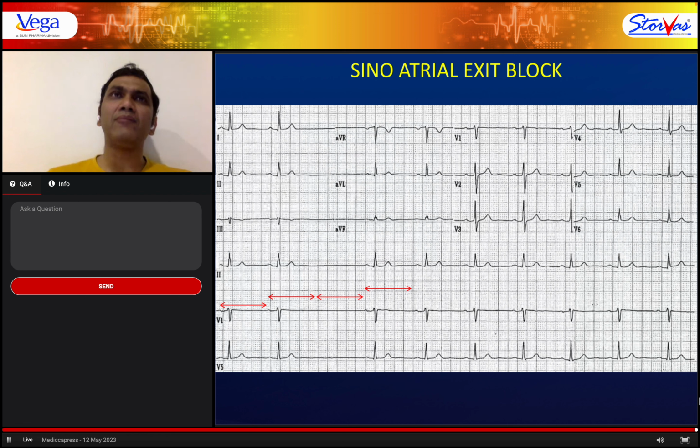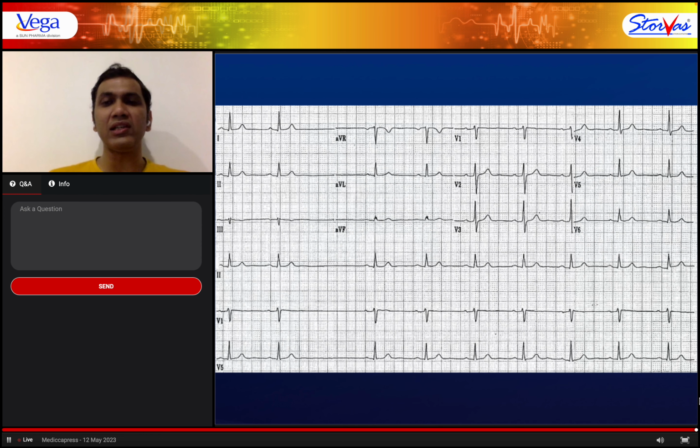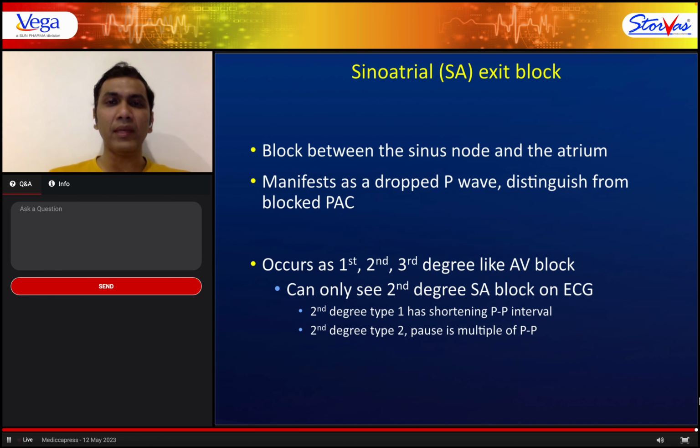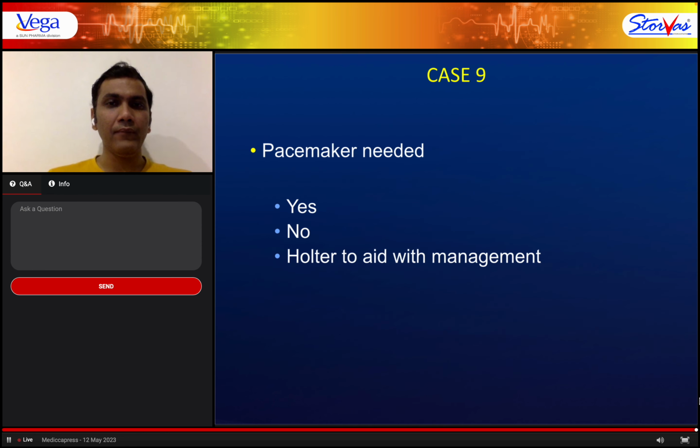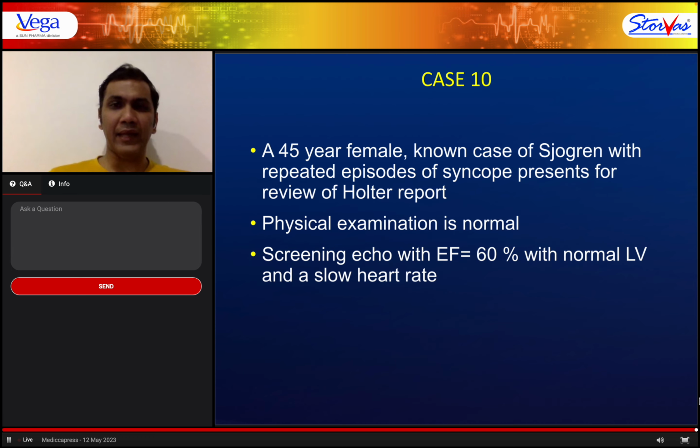Again, if the patient is asymptomatic and is able to tolerate the sinoatrial exit block well, including with exercise on a TMT, nothing needs to be done. But in this patient, who has just come in for a review of ECG, probably nothing else needs to be done. Again, is a pacemaker needed? The answer is probably no. You, however, want to see if there are very long pauses to help the patient prognosticate, and so a Holter may be needed to aid with management.